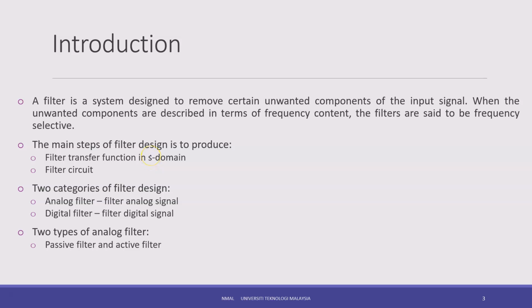The main steps to design a filter are, first, to produce the transfer function of the filter in the S domain, and second, to design the filter circuit. However, for the Butterworth filter, we are going to learn only the filter transfer function in the S domain. There are two categories of filter design: analog for analog signals and digital for digital signals. For this course, we are going to focus on analog filters, and there are two types of analog filter, passive and active. For this chapter, we are going to focus only on passive filters.